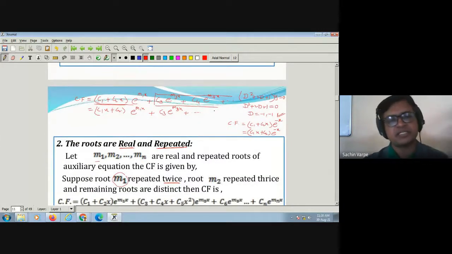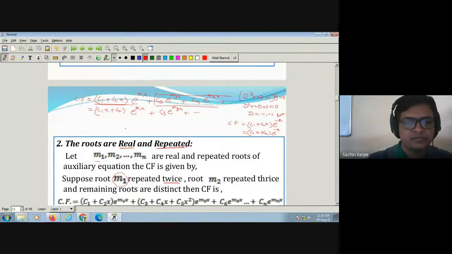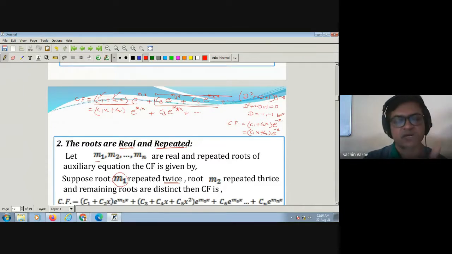So this is for the twice repeated. If the root is repeated thrice, then how do I write? Then I'll have to write three constants. Remember, since the root is repeated twice, two constants must be there in the bracket. If the root is repeated thrice, then three constants. So the complementary function is, suppose m1 is repeated thrice, then I'll have to write (c1 plus c2 x plus c3 x square) e to the power that repeated root, and the rest is for non-repeated roots. Is this point clear?